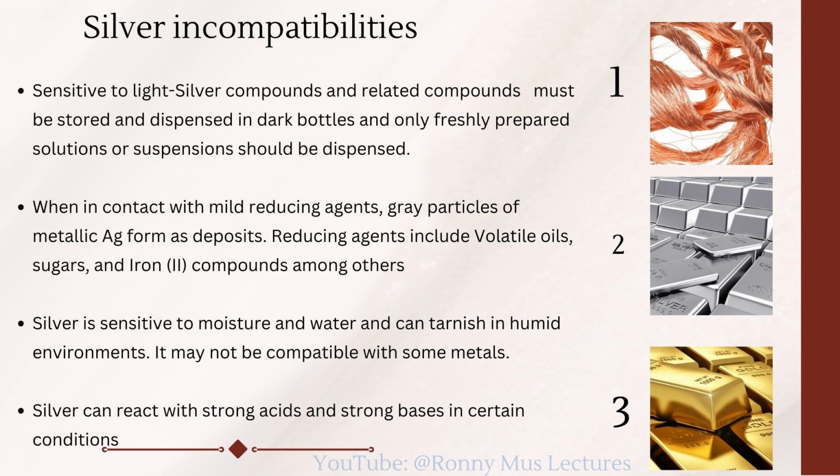When in contact with mild reducing agents, you can have deposition of gray particles of silver metal. Silver is also sensitive to moisture and water, and this can lead to tarnishing of the silver in humid environments. Silver is also incompatible with some metals. Silver can react with strong acids and strong bases in certain conditions.